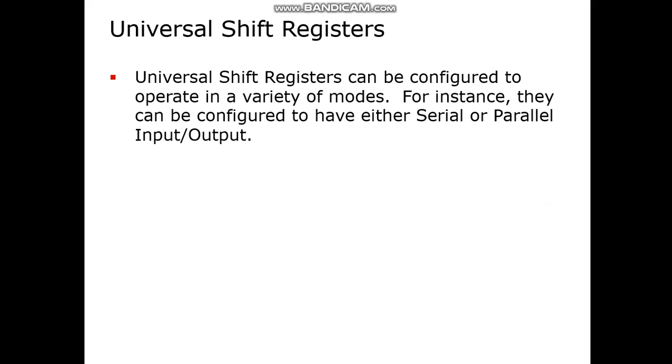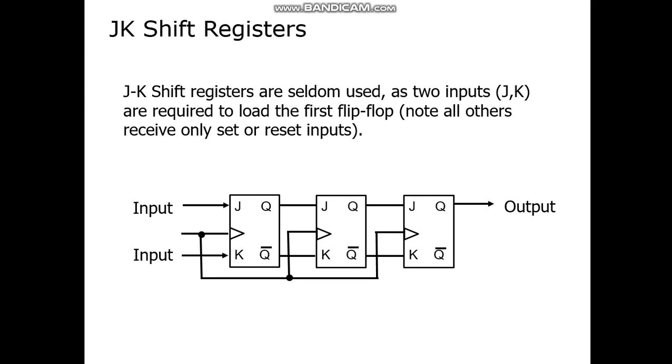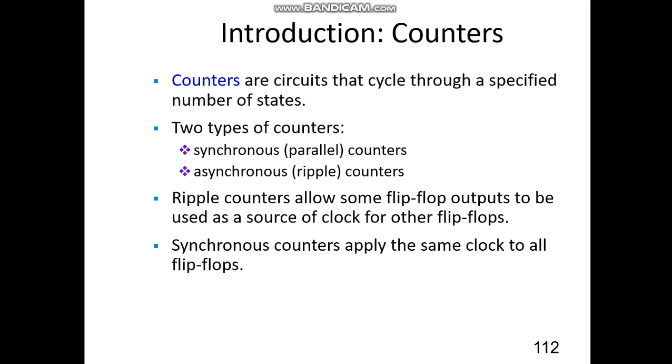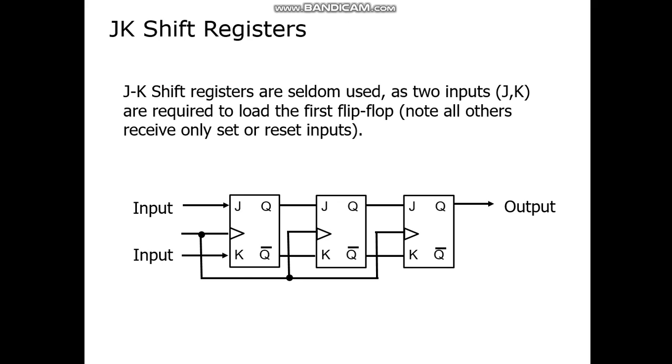Shift registers can be configured to operate in a variety of modes. For instance, they can be configured to have either serial or parallel input and output. This is the concept. Okay, an example for the JK shift register. In the previous one we used the D flip-flop. Here they are using the JK flip-flop. In the D flip-flop we have one input and one output, while here there are two inputs and one output. So these are the shift registers we have used.